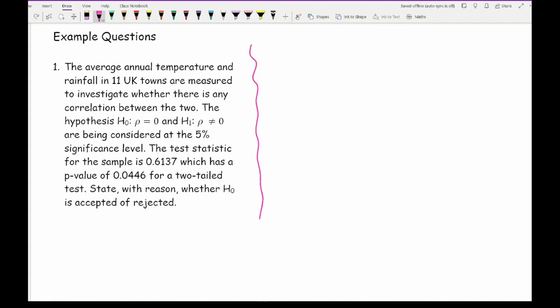So let me just split this page in half and let's have a look at the solution. The very first thing you want to do is state what the alternate and the null hypothesis are. Again, this is given to us in the question, where rho is equal to 0 and H1 is where rho is not equal to 0. We're obviously looking at a two-tail test, and we're looking at a 5% significance level.